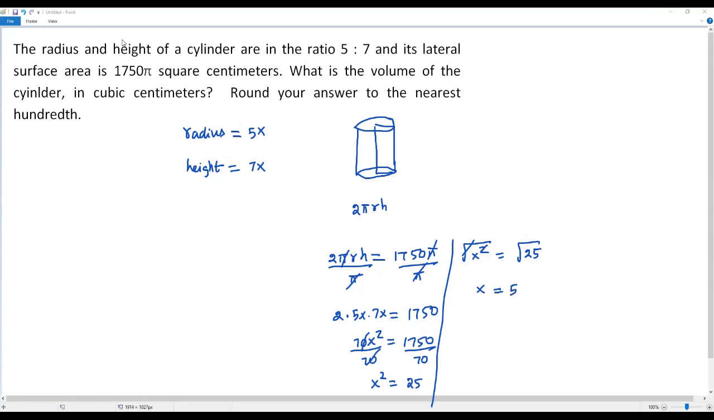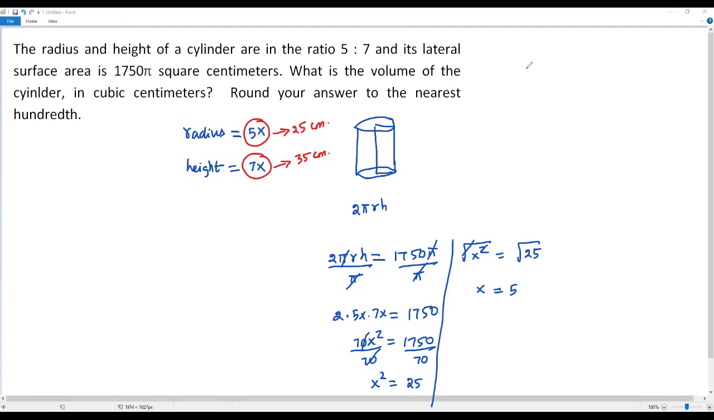Let's plug in x equals 5 over here. When I plug in x equals 5, I'm getting 5 times 5, 25. That is 25 centimeters is the radius. When I plug in x equals 5 over here, I'm getting 35 centimeters as the height. I consider the radius and the height in centimeters because the lateral surface area is given in square centimeters and the volume is required in cubic centimeters. So we can consider the linear dimensions, the radius and height, in just centimeters. Okay, here I got the radius and the height of the cylinder.